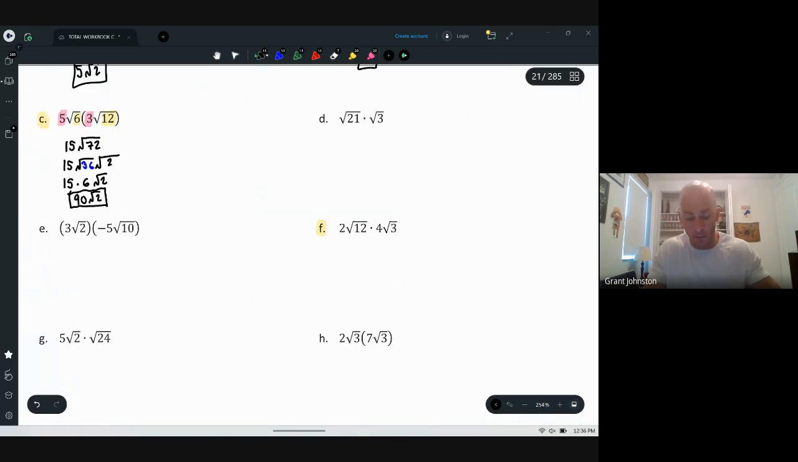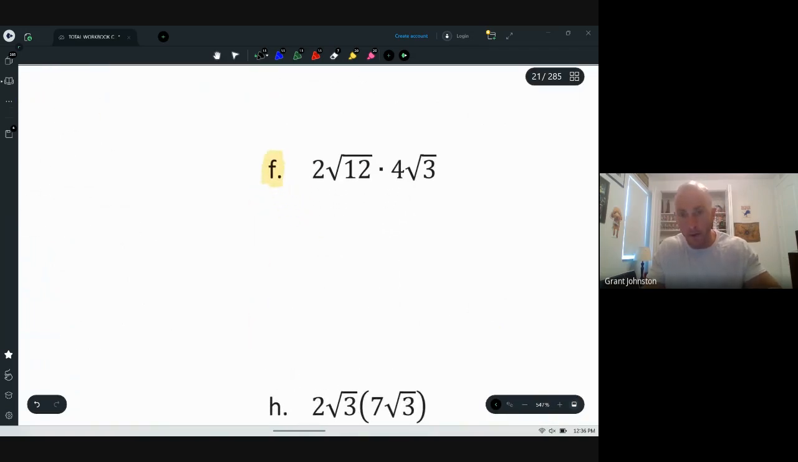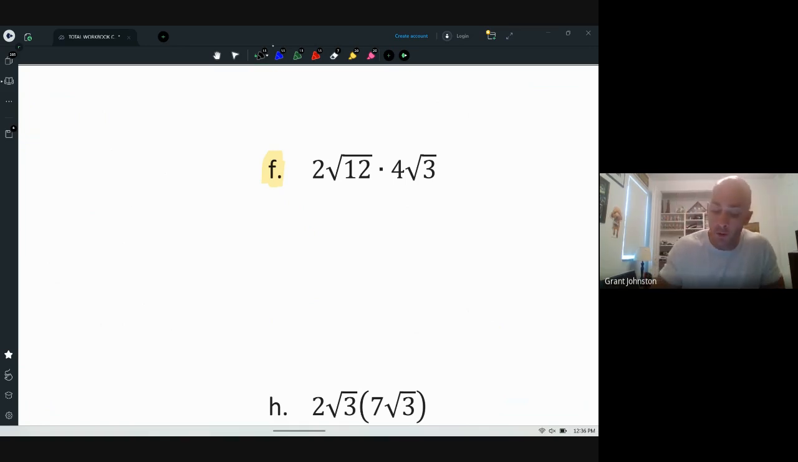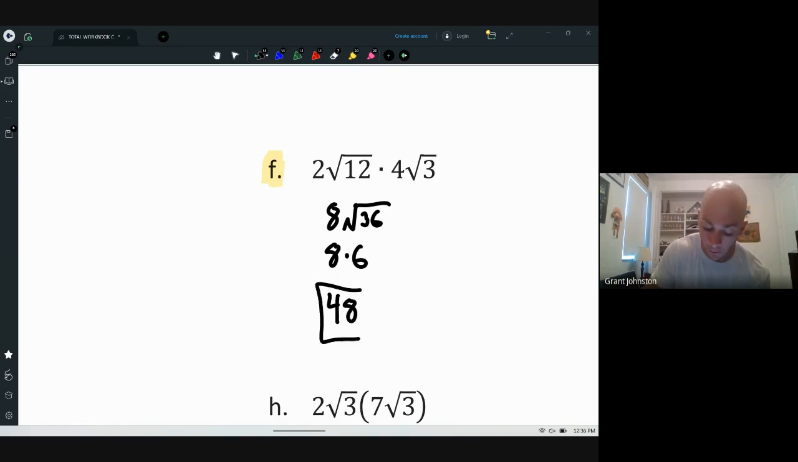Let me do maybe one more of these. Letter F, I'm going to do the 2 times the 4, which is 8, and the 12 times the 3, which is 36. This problem is a little more similar to B, where you don't think about breaking up 36. You know the square root of 36 is 6. So this is just 6, and 8 times 6 is 48.